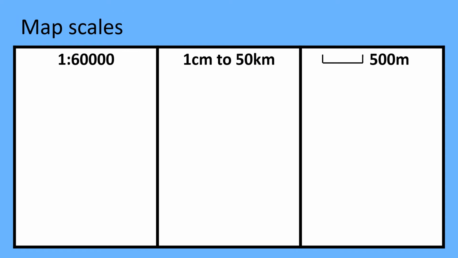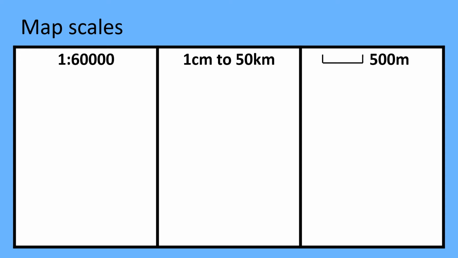So once we understand the metric system, we can start looking at map scales, and these can be given in different ways. I'm going to start with the first way, that is a ratio, 1 to 60,000. Now there's no units on this because it doesn't matter. 1 millimetre on the map would be 60,000 millimetres in real life. 1 inch on the map would be 60,000 inches in real life. So at this point, the units don't matter.